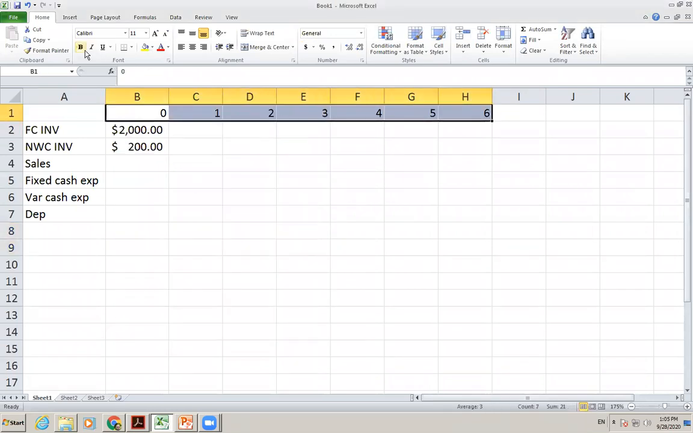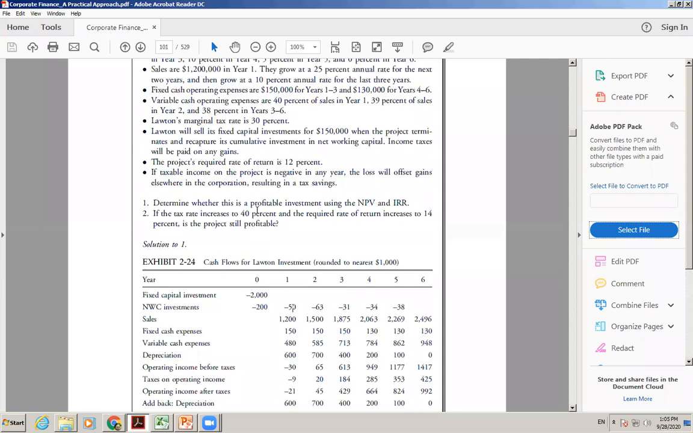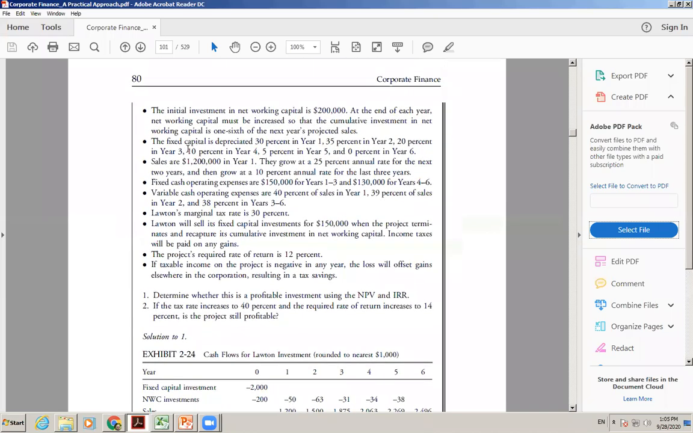Let me get the data for sales and look at what it says. The fixed capital is depreciated by 30% in year one, and that gives you the depreciation amount, from the fixed capital. Sales are 1,200 in year 1. They grow at a 25% rate for the next 2 years, and then grow by 10% for the last 3 years.